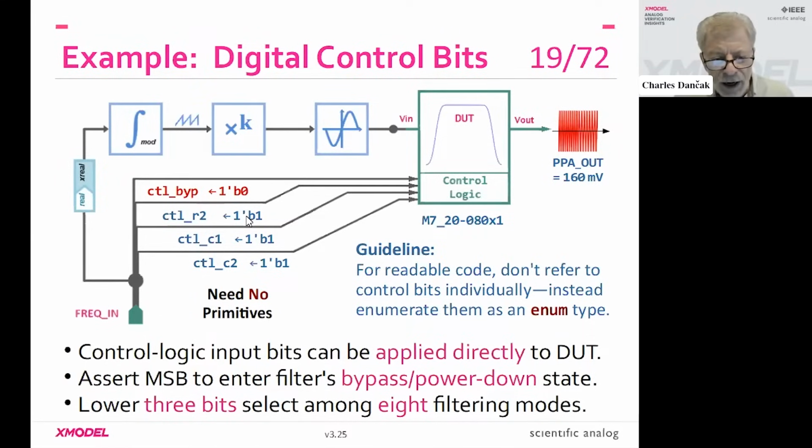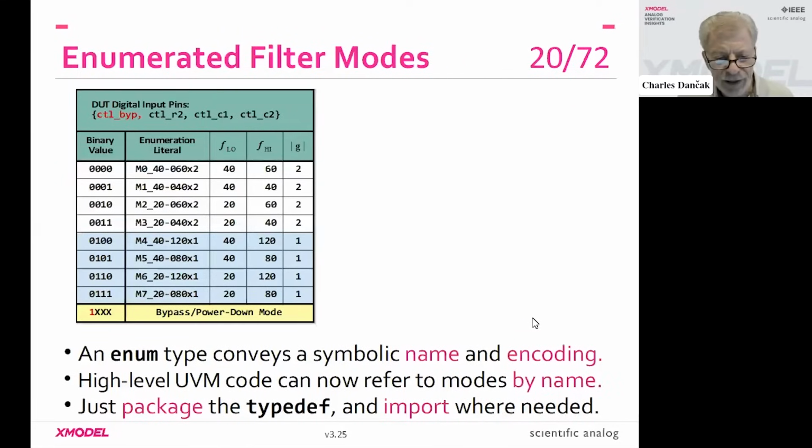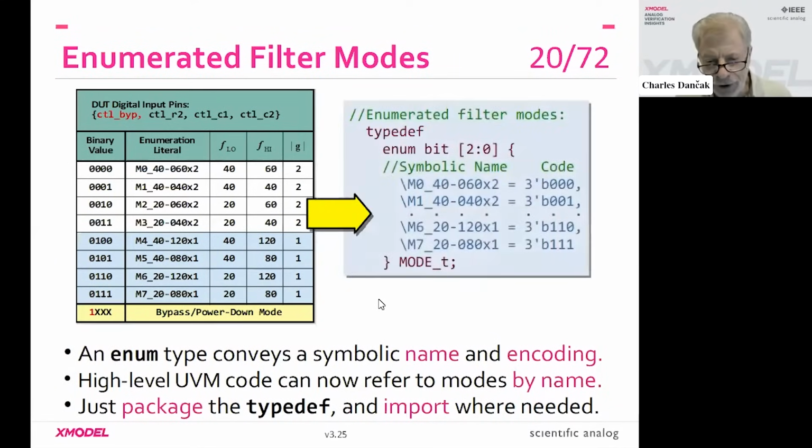Just a guideline, we found by practice that it's best not to apply these bits individually. We enumerated them as a SystemVerilog enumerated type, and we can then refer to them by name. So here's our design spec. If that most significant bit is high, the whole DUT is in power down bypass mode. If it's low, we can select one of 8 passband modes and refer to them by name. Here is the enumeration type definition.